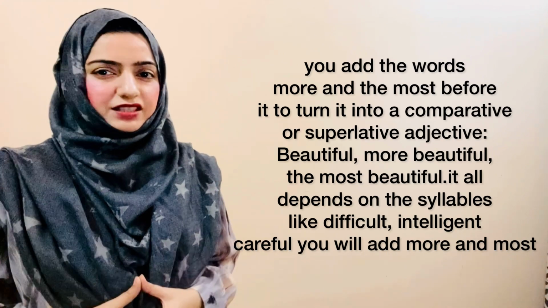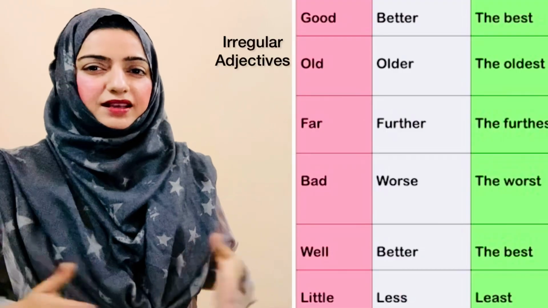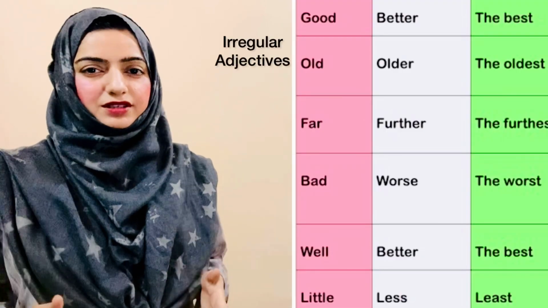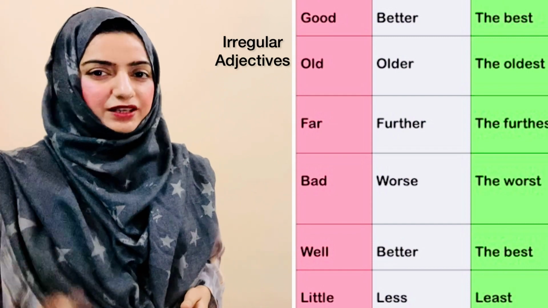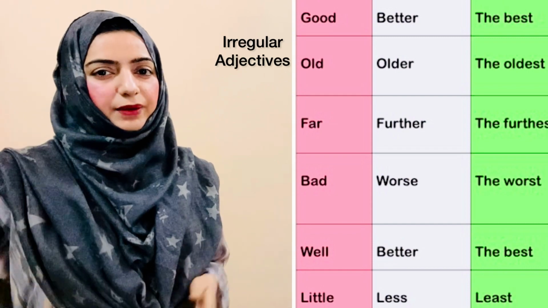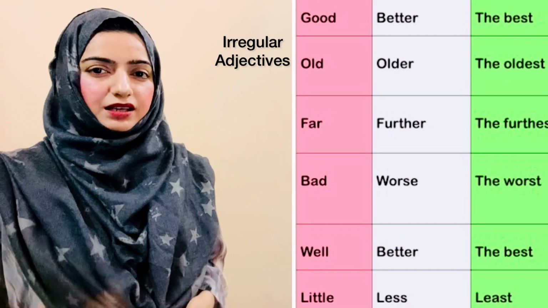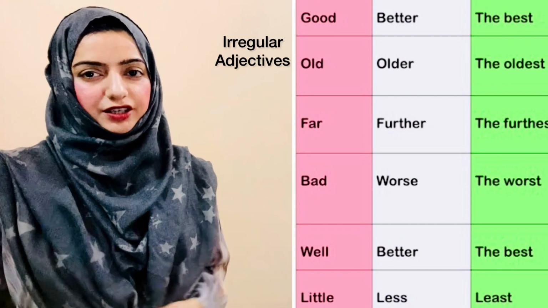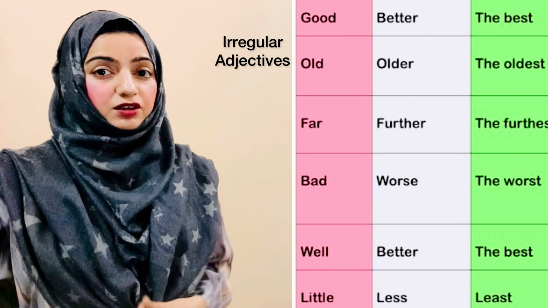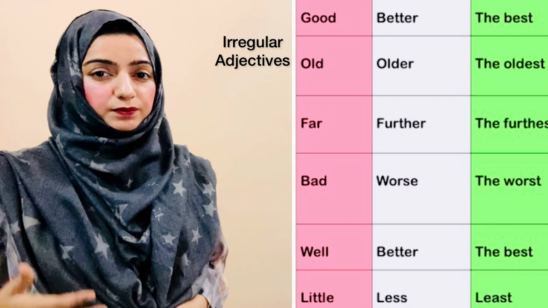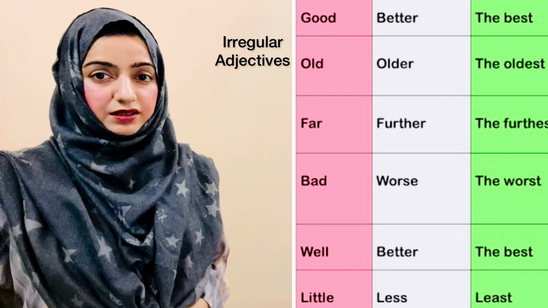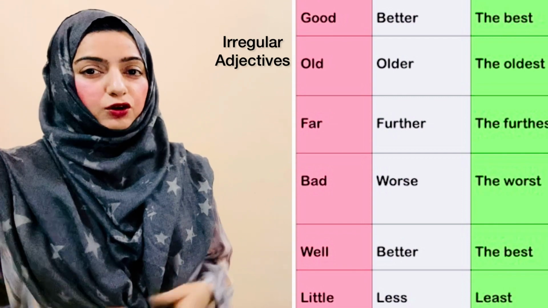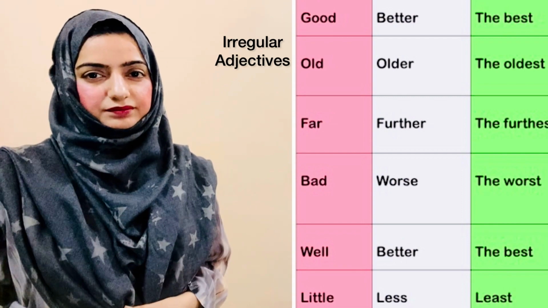There are some more exceptions to these rules, as with most grammar rules. For example, good only has one syllable, but it turns into better and best. You can find a list of common irregular adjectives. Those do not depend on syllables. Likewise, much, more and most, bad, worse and worst. These are called irregular adjectives.